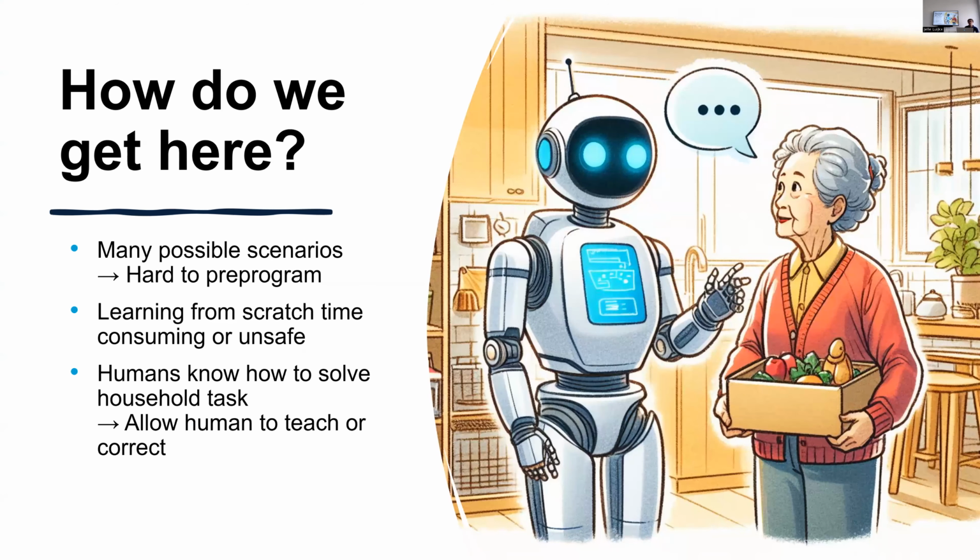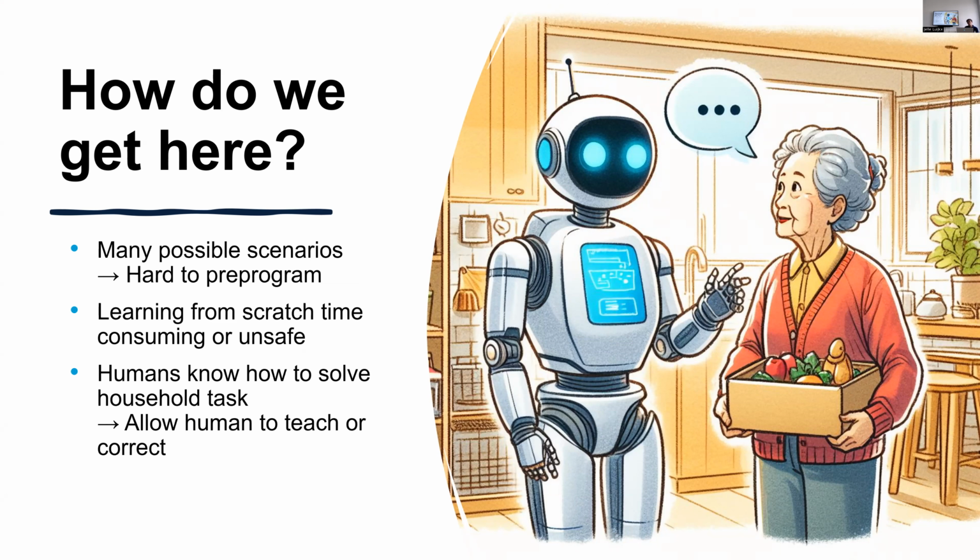And if we want to learn this from scratch, this might become very time consuming, and it might also be unsafe because this robot has a physical presence. And when it starts to do random things, when its learning hasn't converged yet, that can be unsafe.